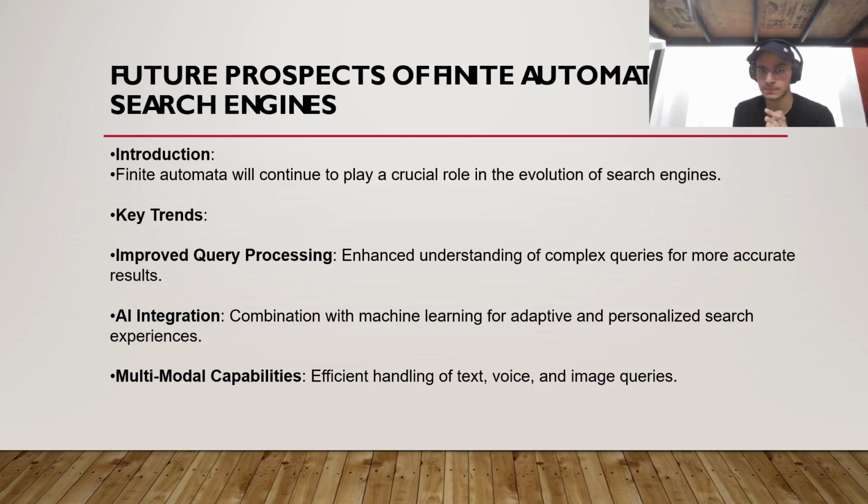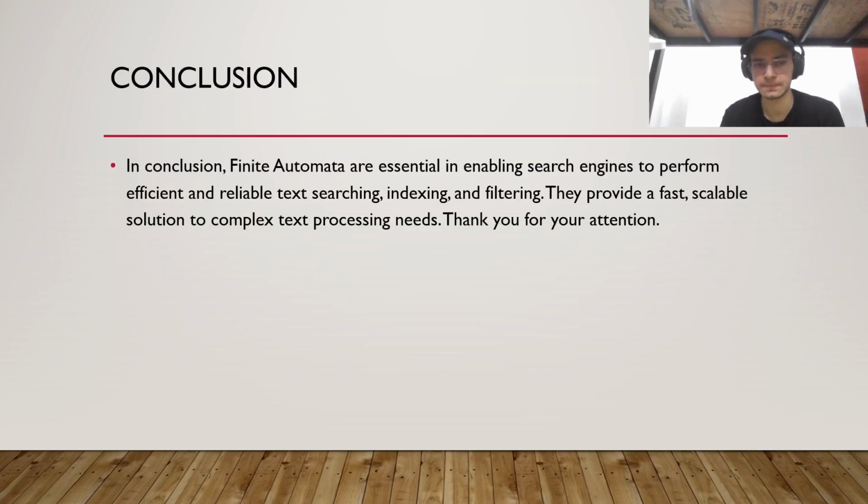AI integration. AI is booming these days, and combination of AI and machine learning with finite automata for adaptive and personalized search experience can be a great addition to have for all the search engines. It can really make our experience much better. Next, we have multimodal capabilities. Efficient handling of text and image queries can also be a future prospect for finite automata.